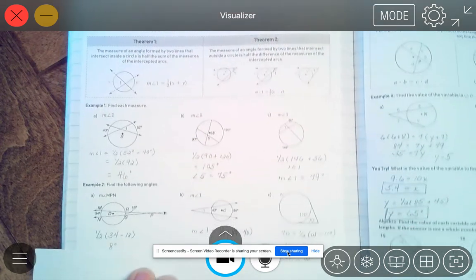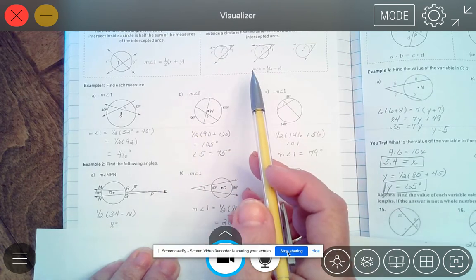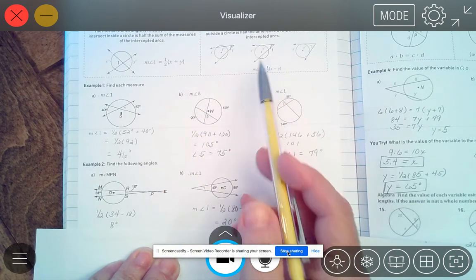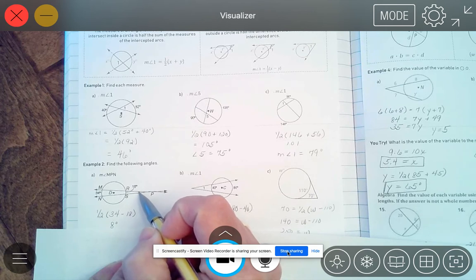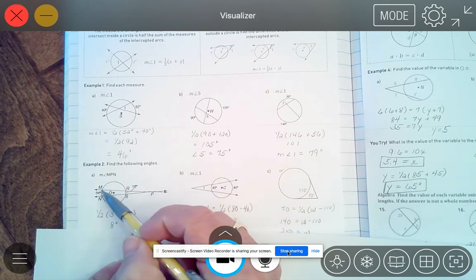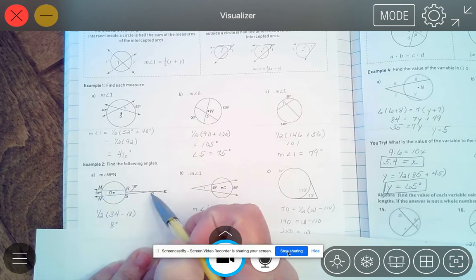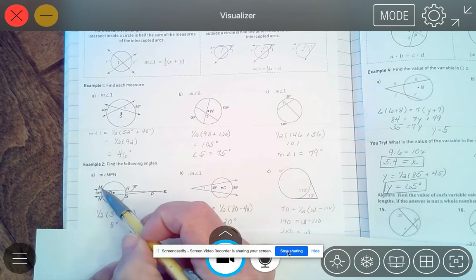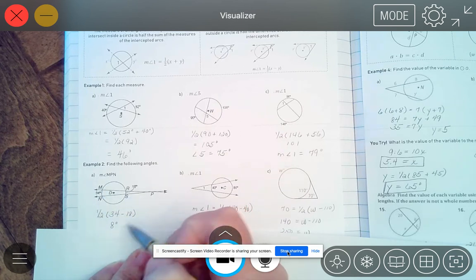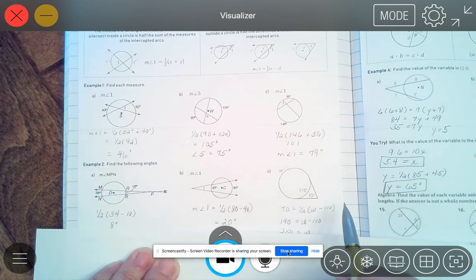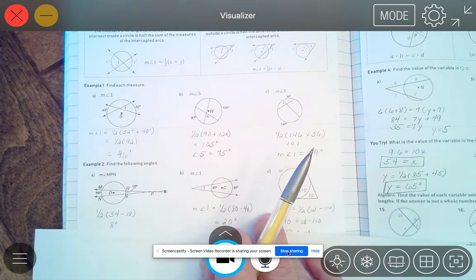Example 2, the next one down here, is using the second theorem, the one that I had up here, which says the measure of an angle that is formed outside of a circle. I'm going to take the large arc, subtract the smaller arc in here, and take half of that. So if I want to find the measure of angle MPN, I'm going to take half of 34 and subtract 18, and I find that the measure of this angle is 8 degrees. All right, and you can see these down through here. The you try at the bottom of the page, I'm going to ask you to do those three.